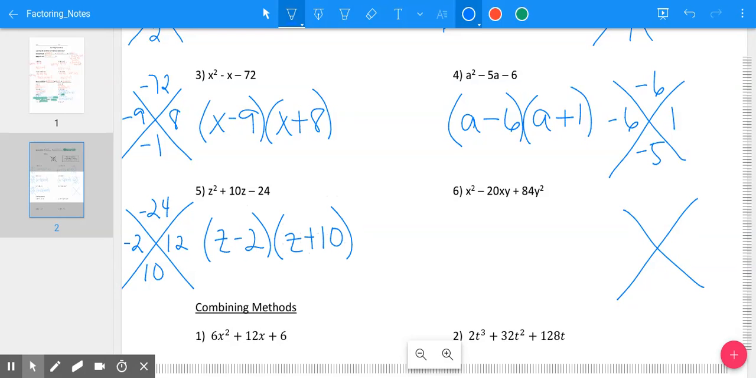So you've probably checked 3, 4, and 5. I'm going to show you how to do number 6 since it does have a double variable. Whatever the first variable is that's mentioned, so in this case our leading variable is x, that's still going to be the first term in each of our binomials. But then in the X games, we're actually going to include the y's in the X. So our c value is really 84y squared. The b value, or the bottom number, is going to be negative 20, and I'm going to attach the y to it.